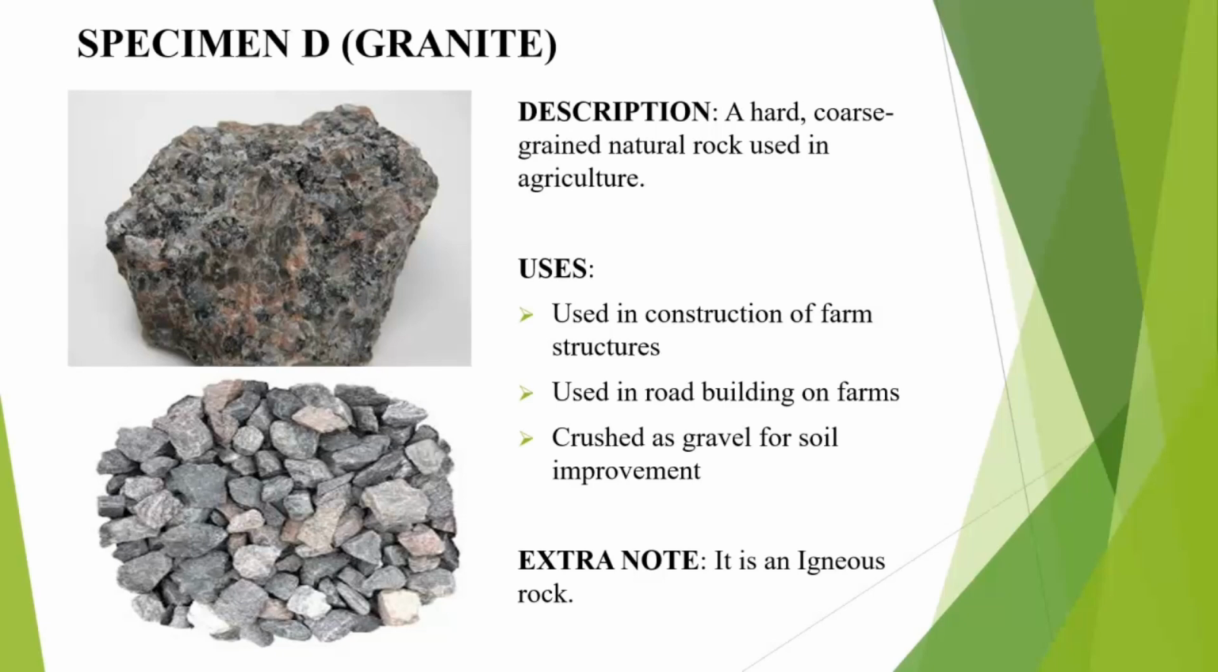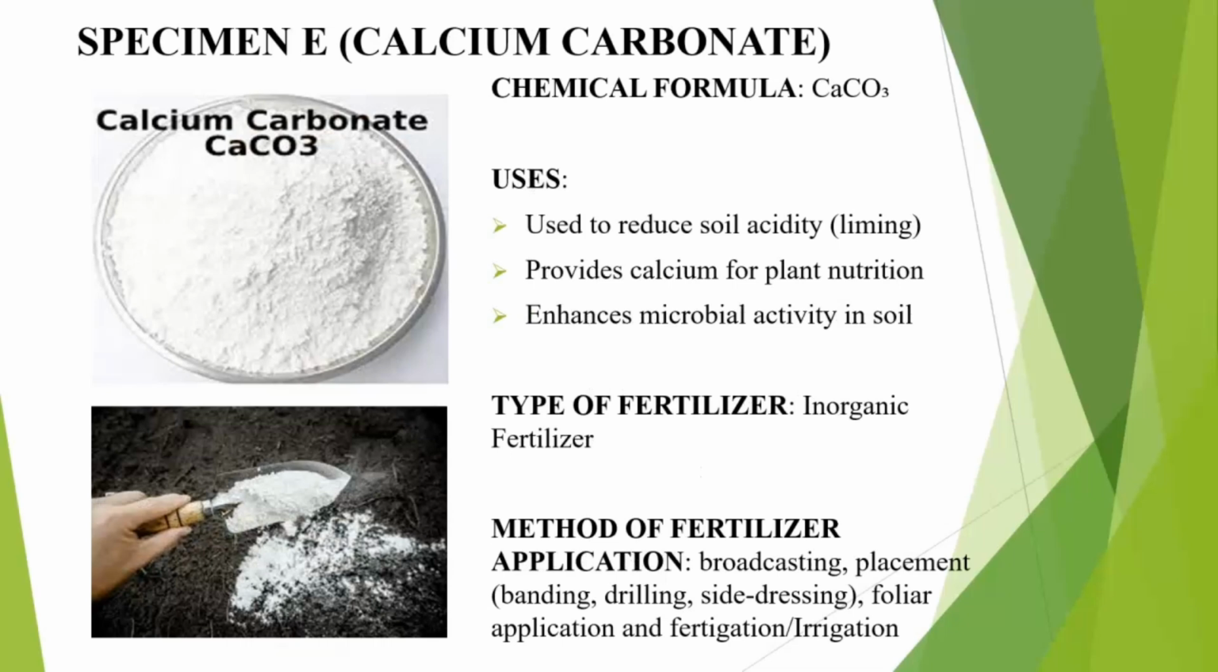Next is one good question they could ask you. They could ask you, what type of rock is it gotten from, or what type of rock? So granite is an igneous rock, so it is gotten from the cooling of molten magma. So moving on, we have specimen E, and specimen E is calcium carbonate.